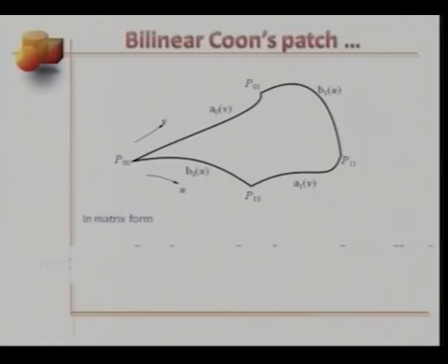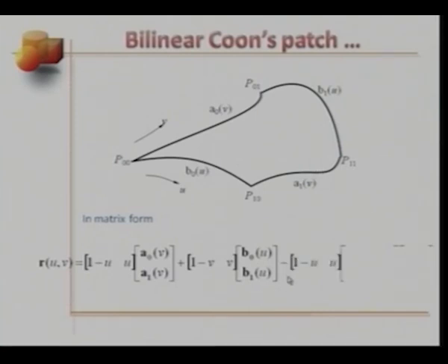In matrix form or in short form, the bilinear Kuhn's patch is given by the row vector 1 minus u, u, times A0 of v, A1 of v arranged in column form, plus again a row vector involving parameter v, which is 1 minus v, v, times the column B0 of u, B1 of u, which are these two bounding curves, minus your correction surface, which is 1 minus u, u, times the matrix P00, P01, P10, and P11, times the column vector 1 minus v, v.